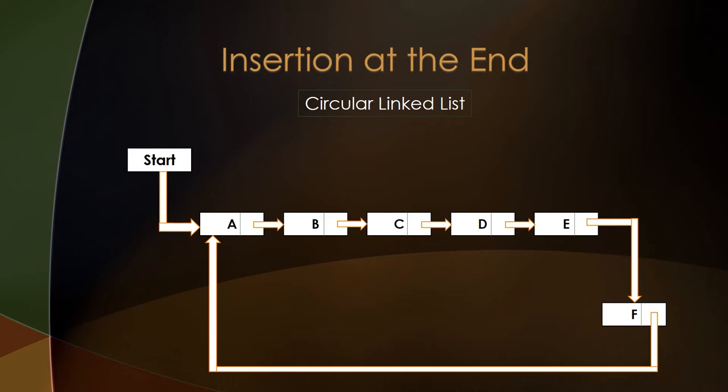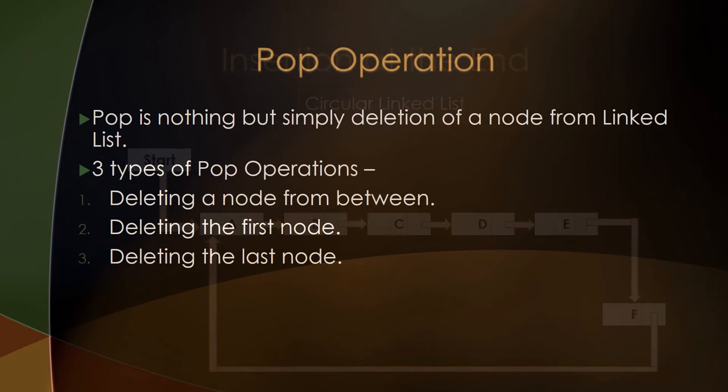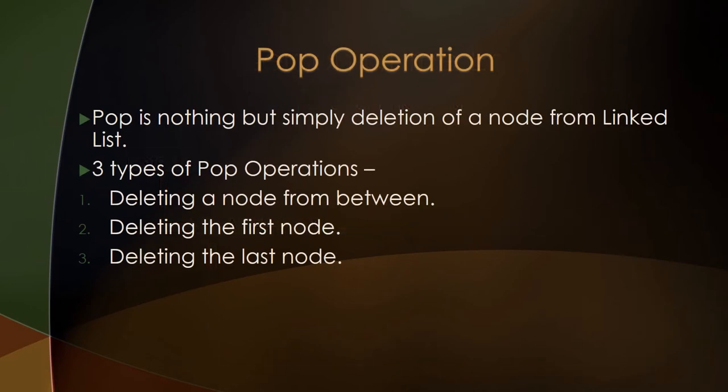Now moving on to the last operation in a linked list, that is the pop operation. Now pop is nothing but simply a deletion of a node from a linked list. There are three types of pop operations as well: deleting a node from between or in the middle of a linked list, deleting the first node, and deleting the last node. So let's begin with the first step, that is deleting a node from between the linked list.